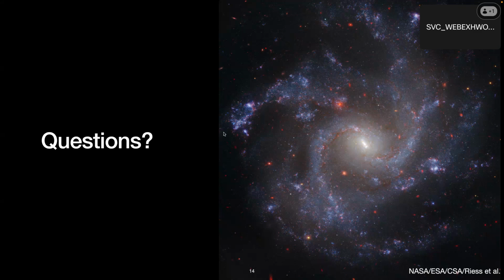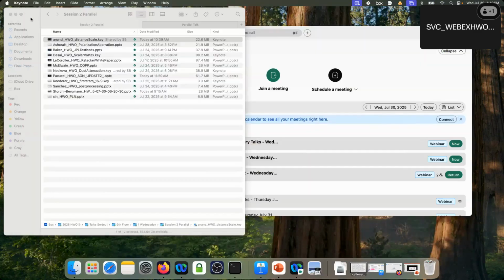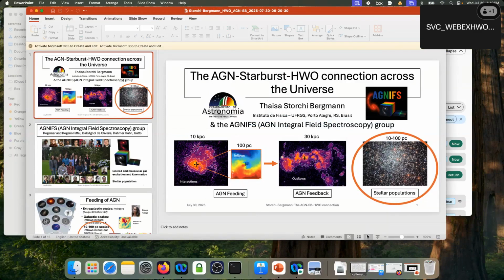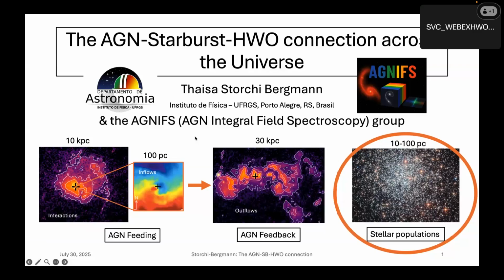So let's thank Deep again. So the next speaker is Thaisa Storchi Bergmann from Instituto de Física, Universidade Federal do Rio Grande do Sul. She'll talk about the starburst-AGN connection along the history of the universe.